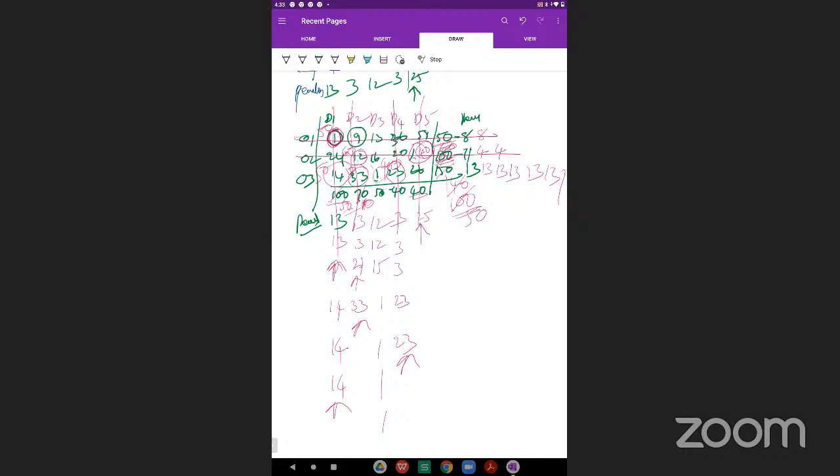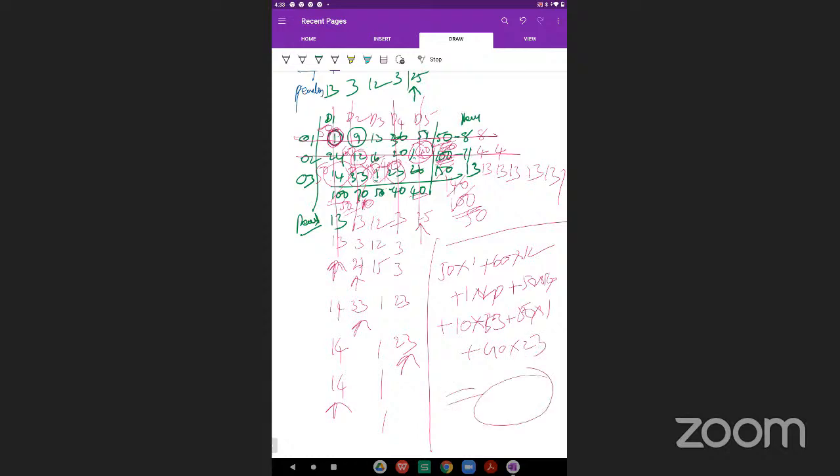So optimal cost will come to: first one, 50 into 1 plus, first row is over. Second row, 60 into 12 plus 1 into 40. Second row over. Third row, 50 into 14, next 10 into 13, then 10 into 33, 50 into 1 plus 40 into 23. This is called the total transportation cost.